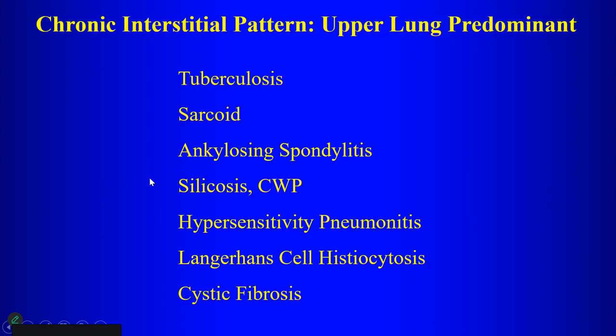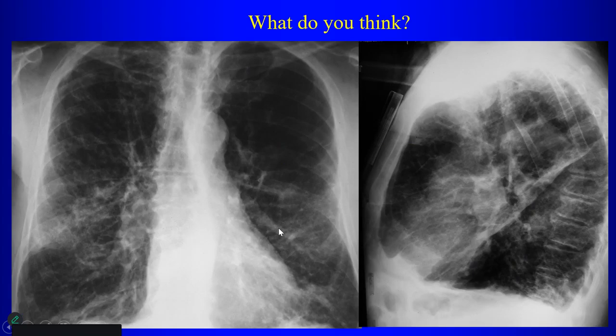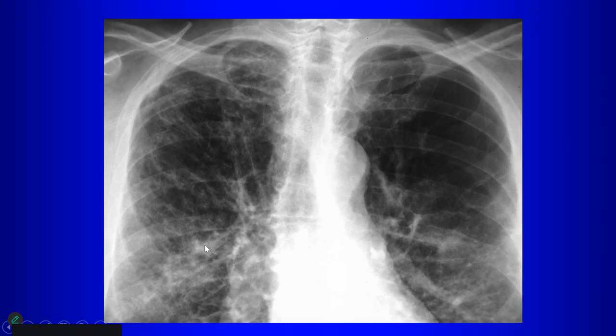So upper lung predominant interstitial diseases, we've covered some of these things. For those of you who like mnemonics, CASSETTE is a nice mnemonic that you can use when thinking about these upper lung interstitial diseases. Here's another patient who has reticular abnormalities. Another striking finding is what in the lungs? Well, what do we think of the lung volumes? Increased. Yeah, this patient has increased lung volumes, okay?